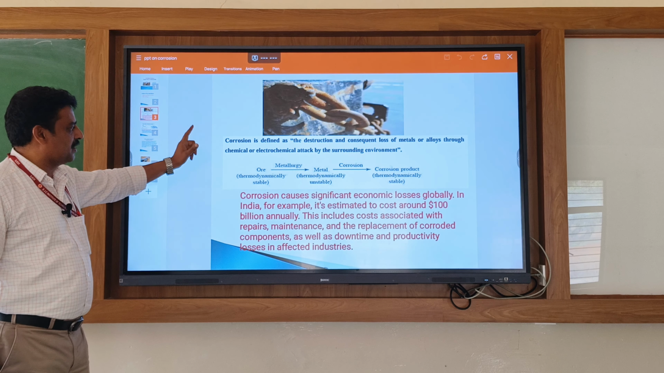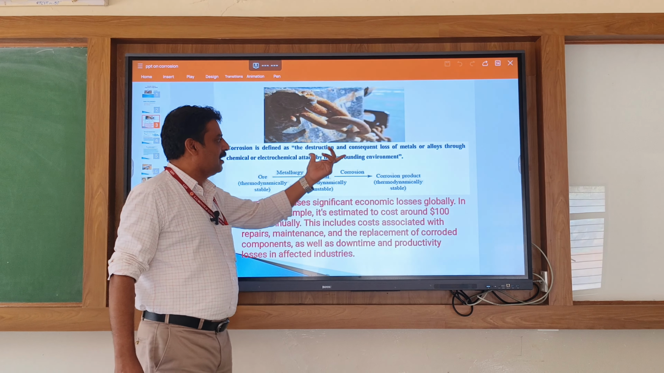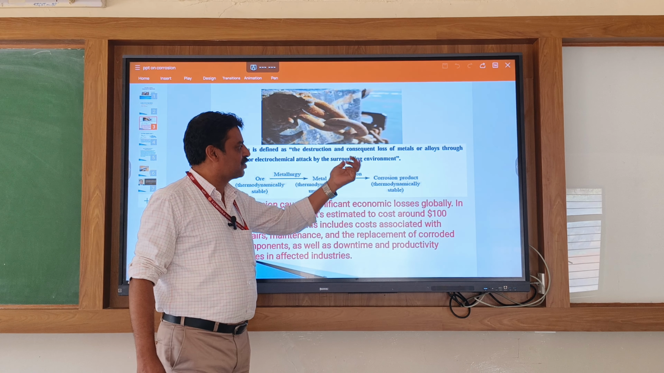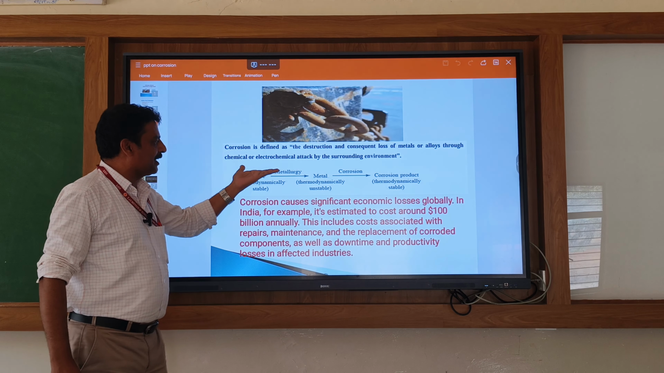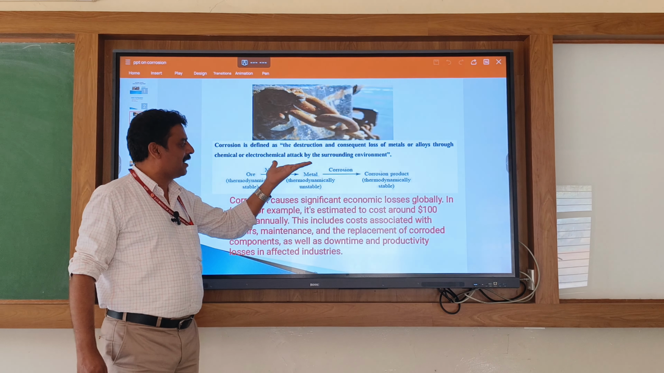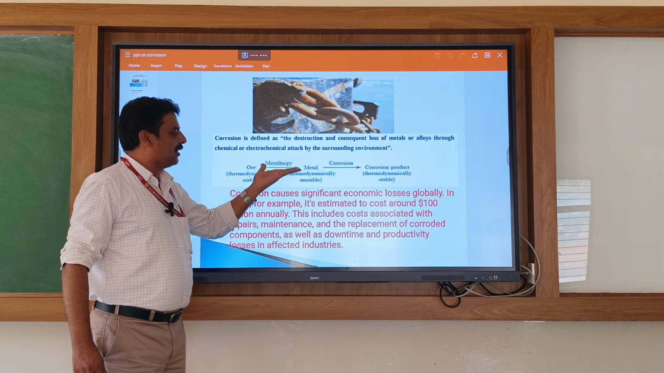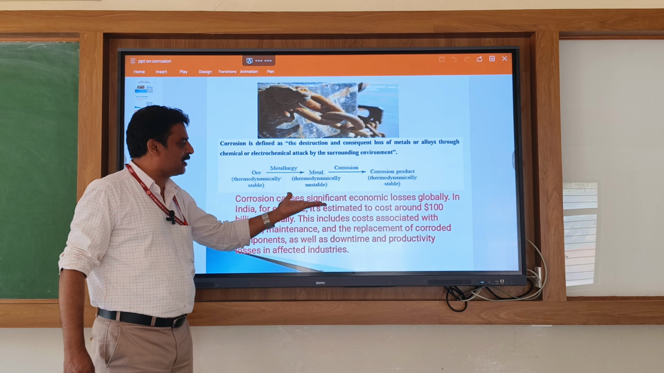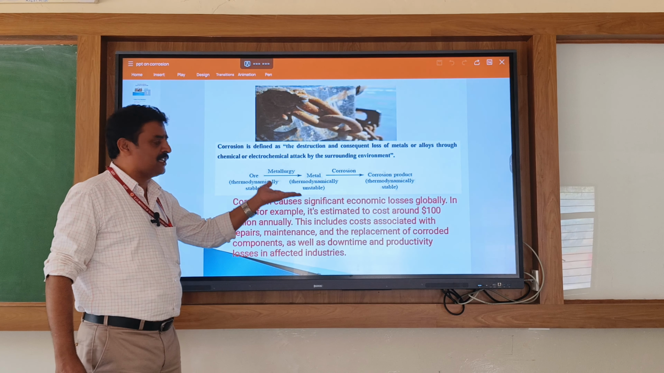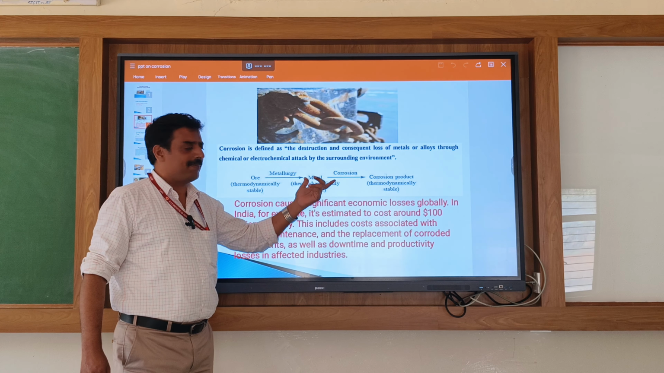As part of the discussion, I am going to define corrosion as the destruction of a metal, and destruction of a metal leads to the consequent loss of the metal. It is also called the electrochemical attack of the surrounding environment on a metal surface. When a metal is exposed to a chemical corrosive environment, it undergoes gradual destruction. This gradual destruction is mainly due to the thermodynamic instability of the metal object.